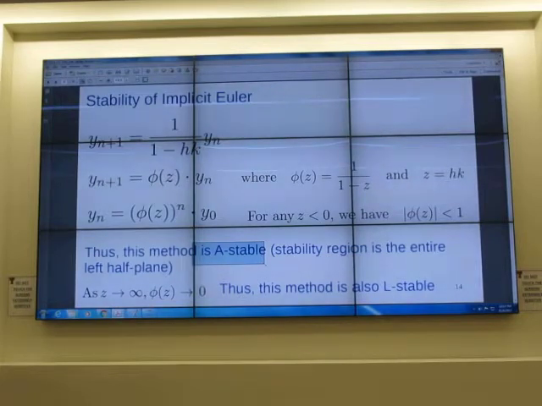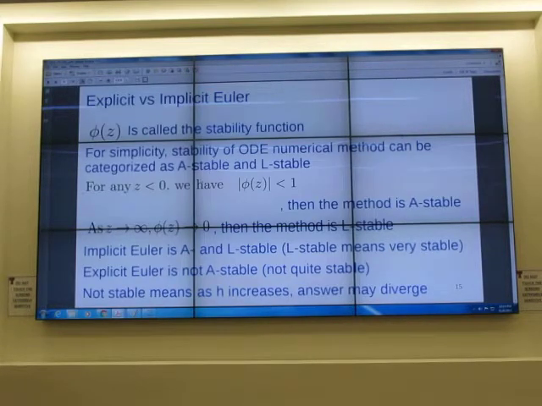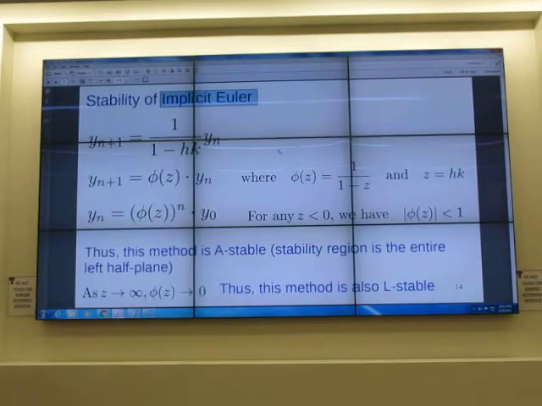It's just a name from some analysis, but it is also important for you to know that A stable means it's stable. The implicit Euler method is not just A stable, but if you look at this phi function, they call it stability function. So as z approaches infinity, phi z approaches 0. So this is even better. They call this method L stable.